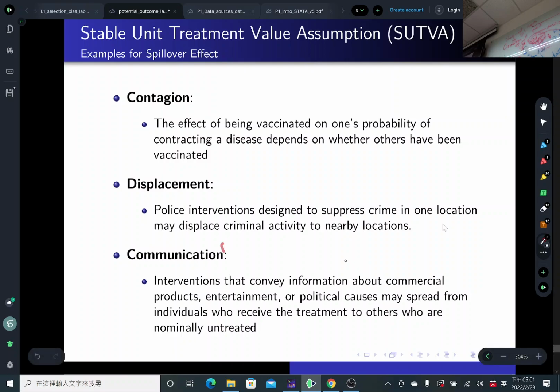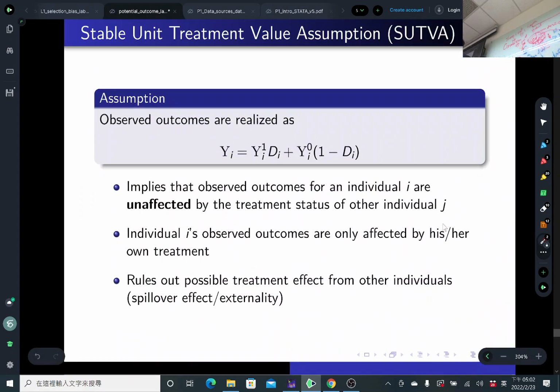Or treatment might have some communication. For example, your brother watched the advertisement on YouTube and tells you, oh, there's a product that is very good. So even if you don't watch YouTube or this advertisement, you kind of get affected. Okay. So that's also another example that might violate this assumption.